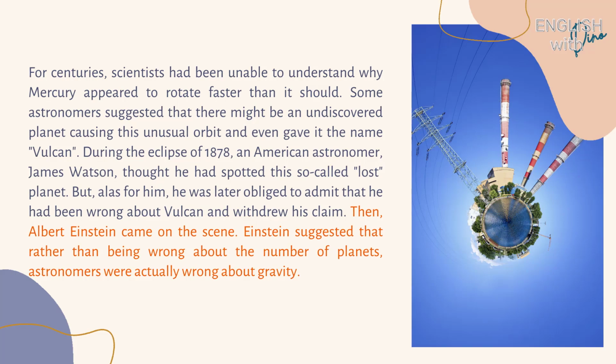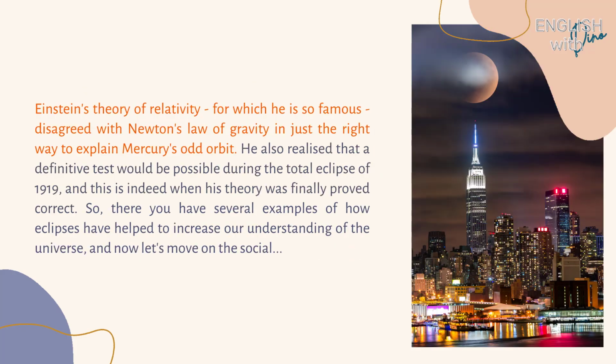Einstein suggested that rather than being wrong about the number of planets, astronomers were actually wrong about gravity. Einstein's theory of relativity, for which he is so famous, disagreed with Newton's law of gravity in just the right way to explain Mercury's odd orbit. He also realized that a definitive test would be possible during the total eclipse of 1919, and this is indeed when his theory was finally proved correct. So there you have several examples of how eclipses have helped to increase our understanding of the universe.